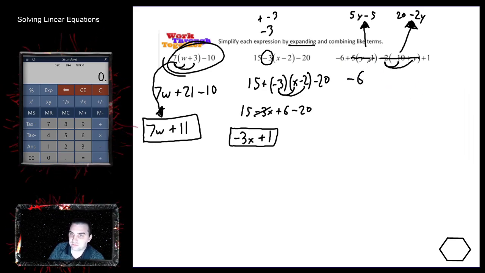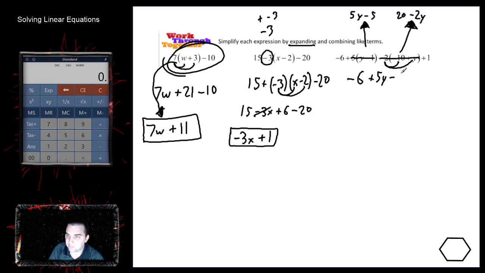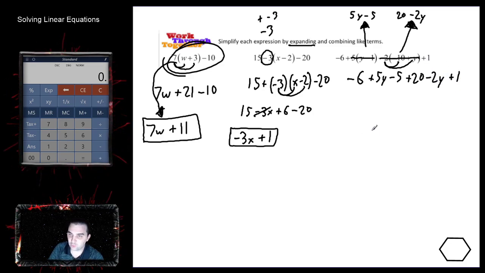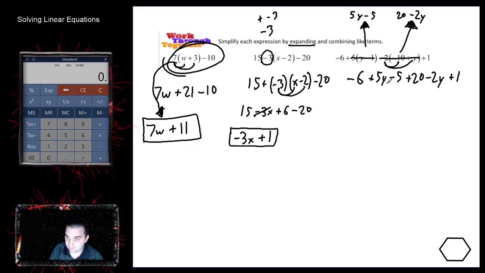Minus 6. So I have my minus 6, and then I have 5y minus 5, plus 20 minus 2y, and I have plus 1 left over. Now I combine like terms. I'm noticing that I have a couple y terms. So I have 5 y's here, and then I have minus 2 y's here. 5 minus 2 is 3y. That's dealt with, and that's dealt with.